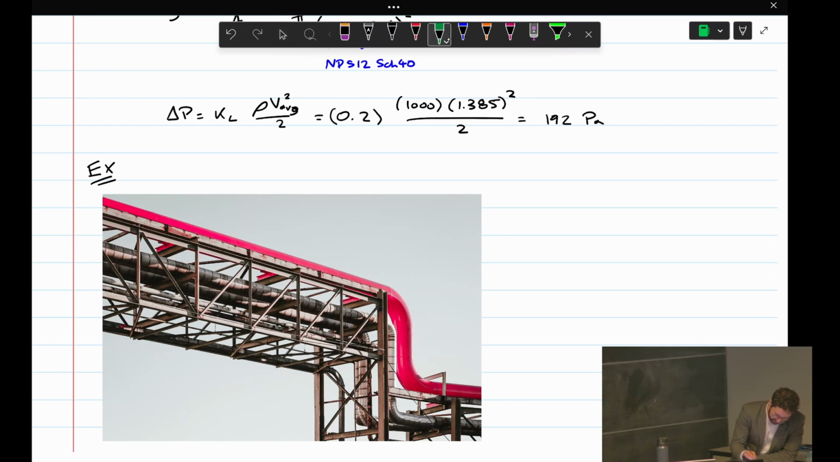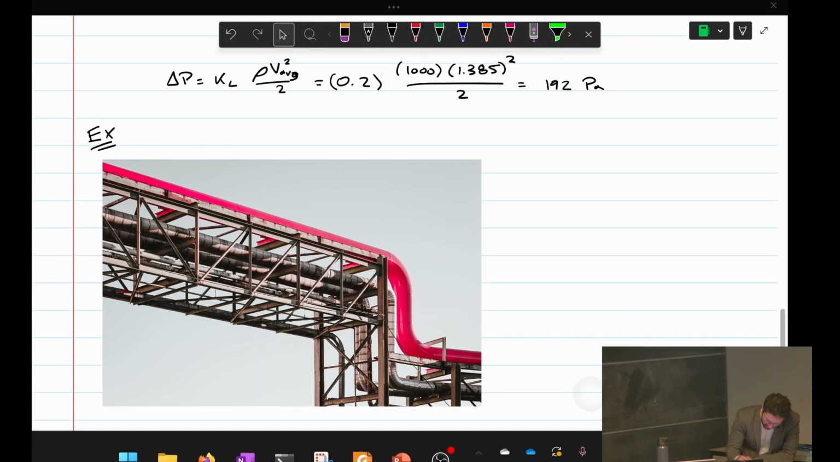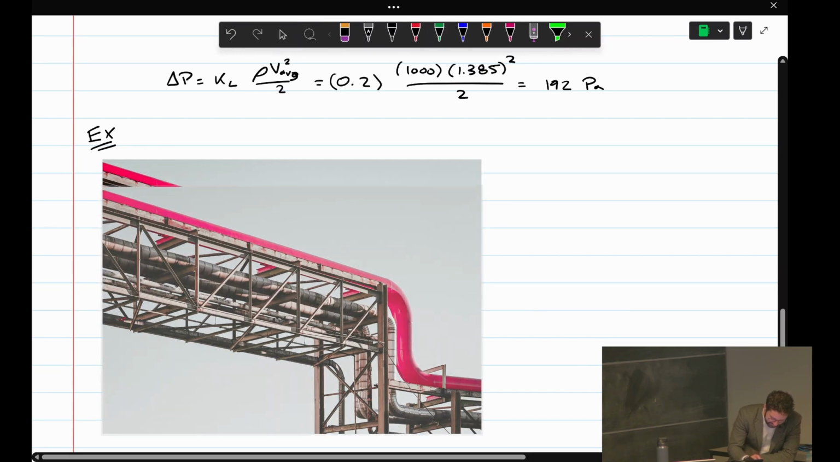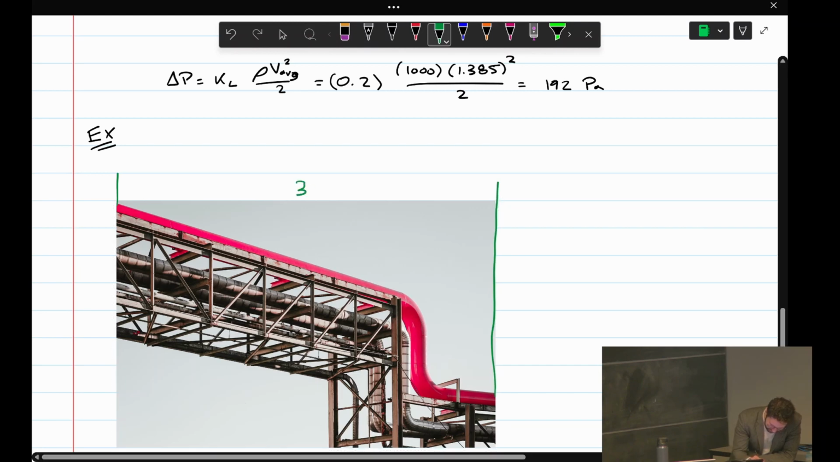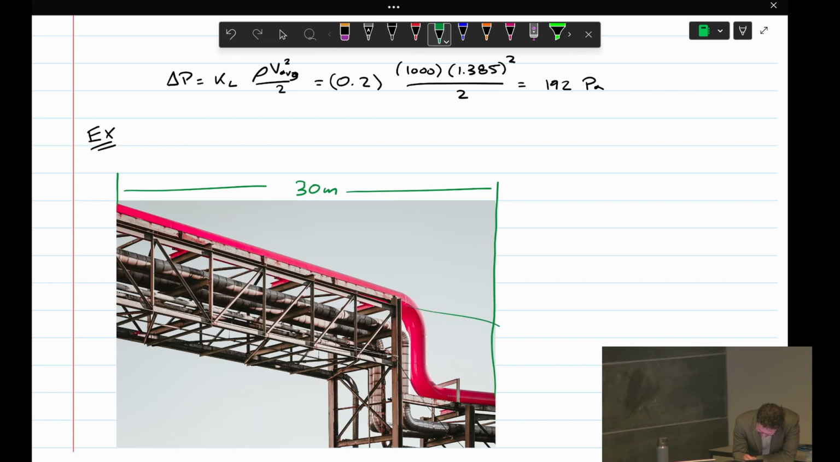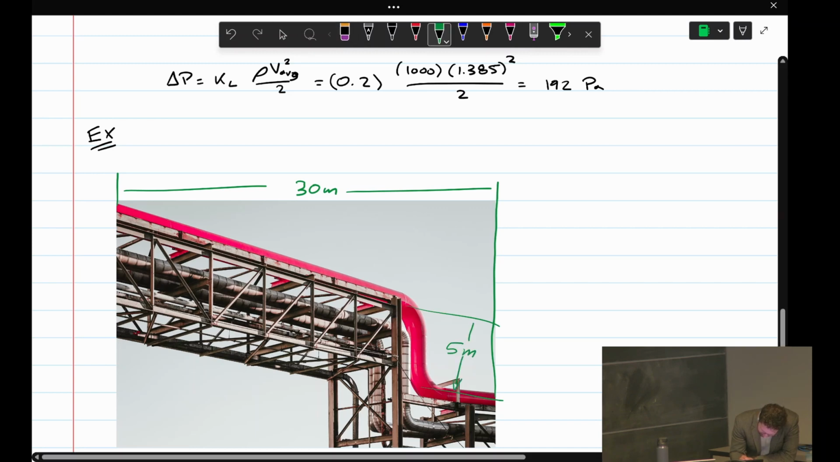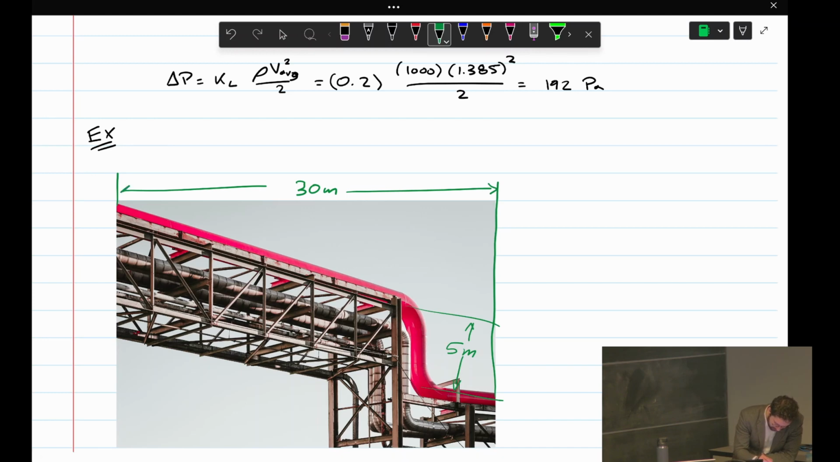So I'll label some lengths here. Let's assume we want to calculate the pressure drop over what we can see in this picture. So let's take the total length of this to be 30 meters. I'm going to take the height here to be 5 meters. Can you see that okay? Okay, so we're going to assume the total horizontal length of this is 30 meters and the height is 5 meters. Yeah, Mike, do you have a question? Why doesn't delta P matter or depend on the initial pressure at all?